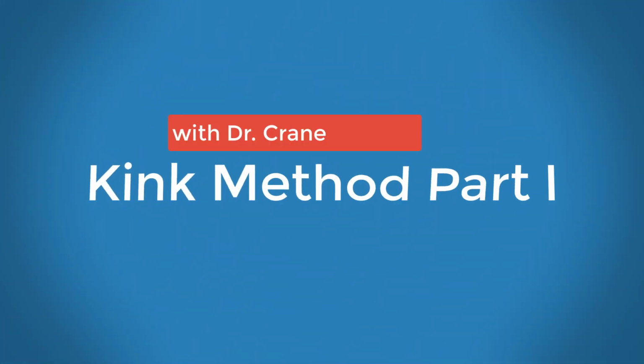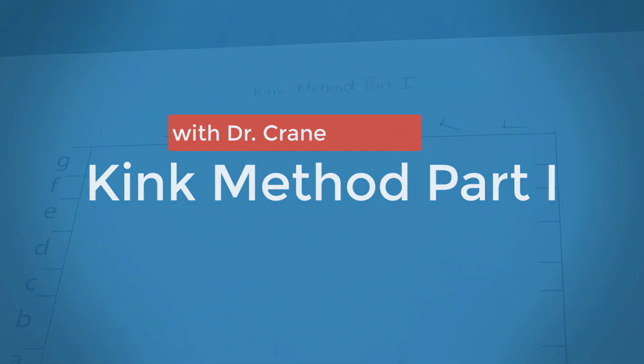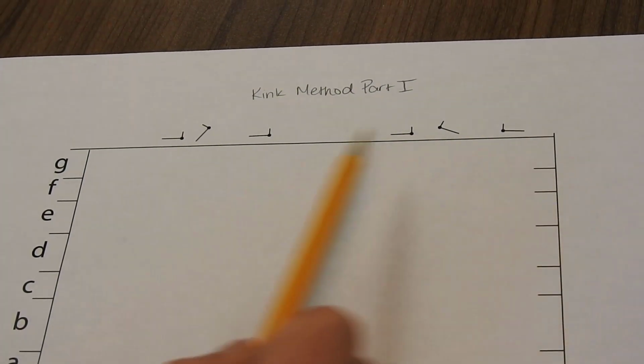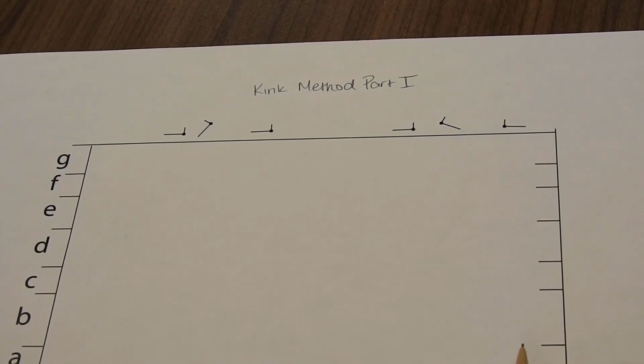This video is going to be Kink method part 1. So what we're going to start with is a box that we're going to draw our cross section in.